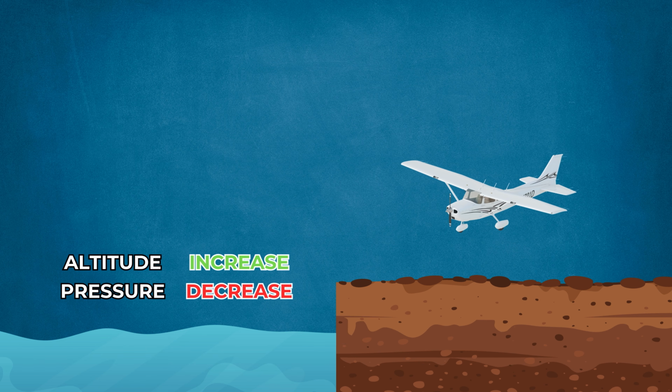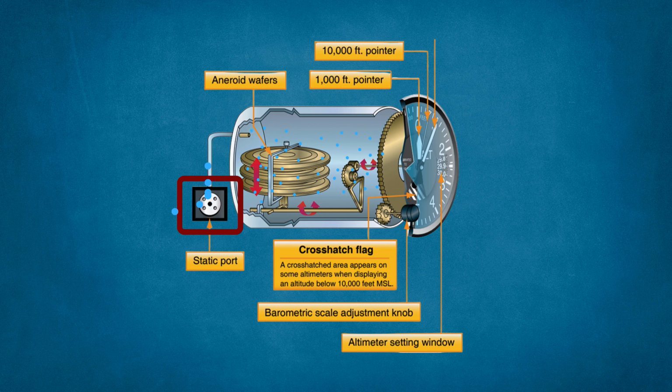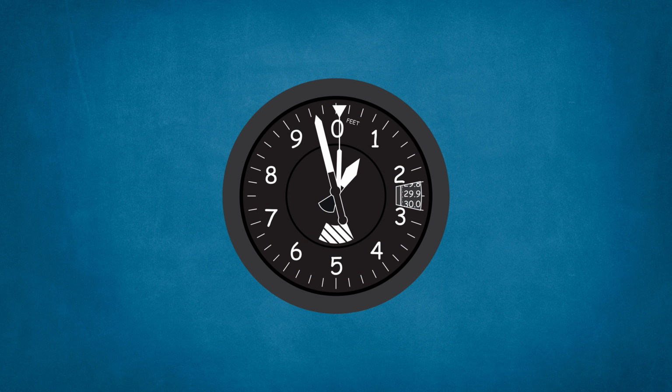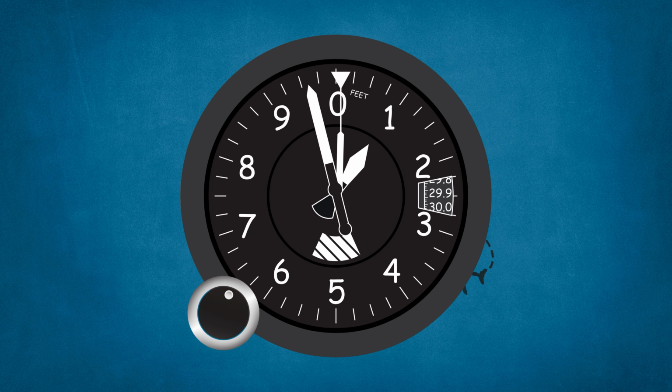As the aircraft climbs and static pressure decreases, the pressure difference moves the diaphragm, which turns the altimeter's needles. Since atmospheric pressure changes with weather, pilots must adjust the altimeter using the local barometric pressure shown in the Kollsman window. If not adjusted, altitude readings may be inaccurate, risking collisions or terrain hazards.